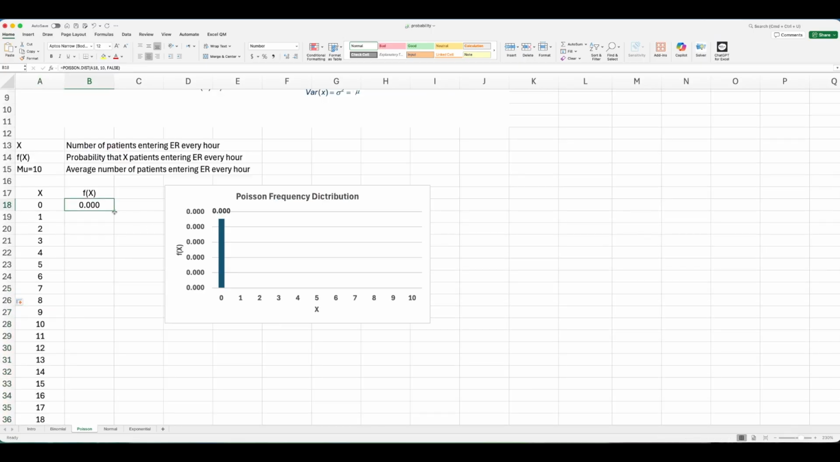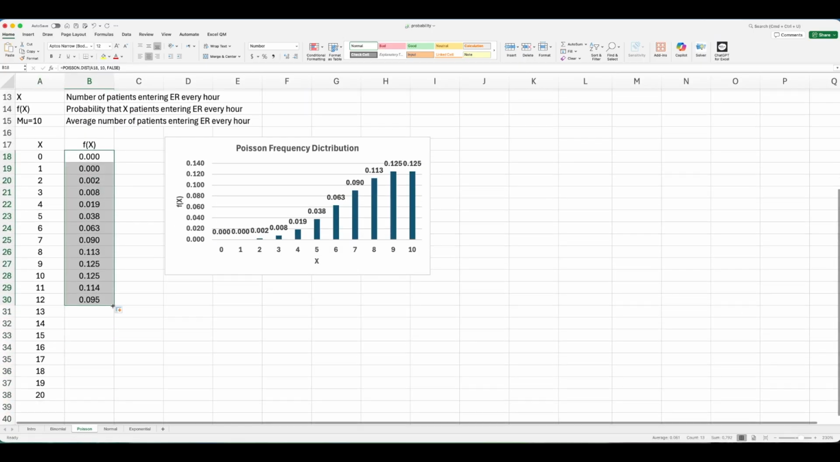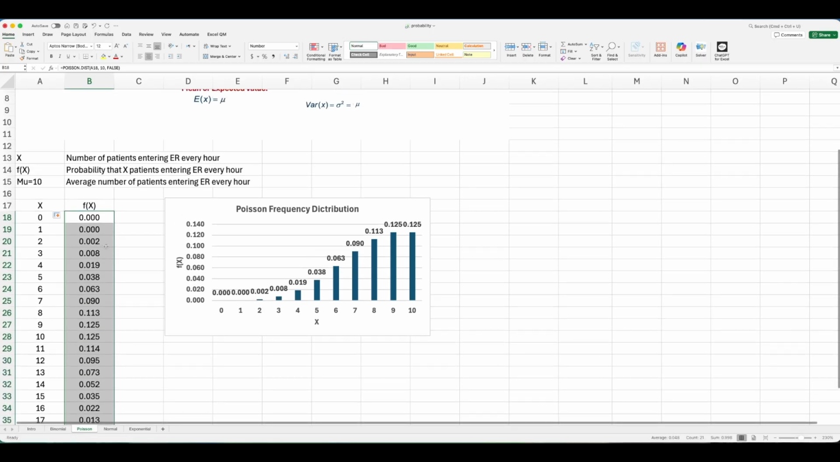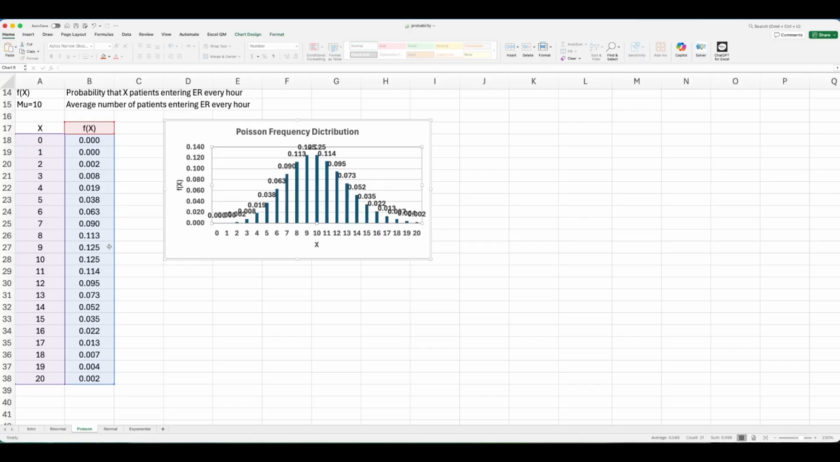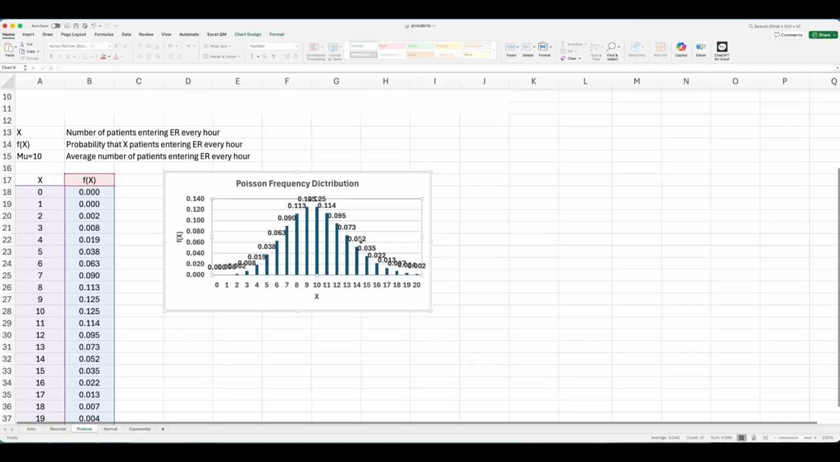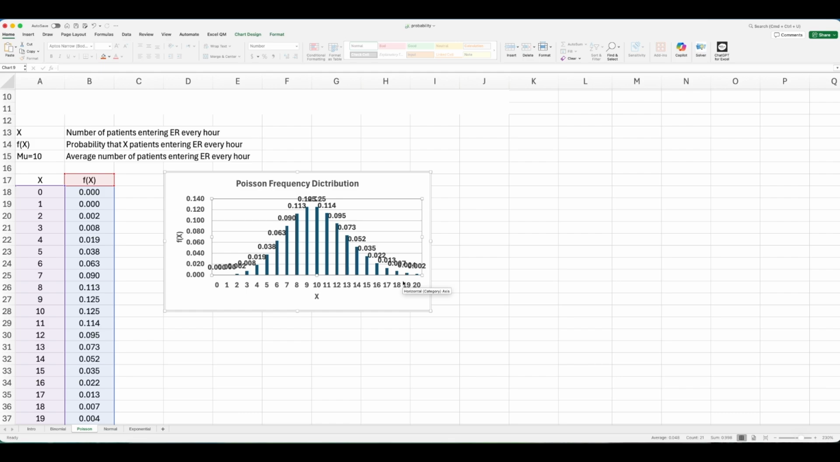I can repeat this for the other numbers as well, up to 20, and also make sure that the graph shows all the numbers. So as you can see, this is a Poisson distribution. You can see that it's almost like a normal distribution with the mean of 10.